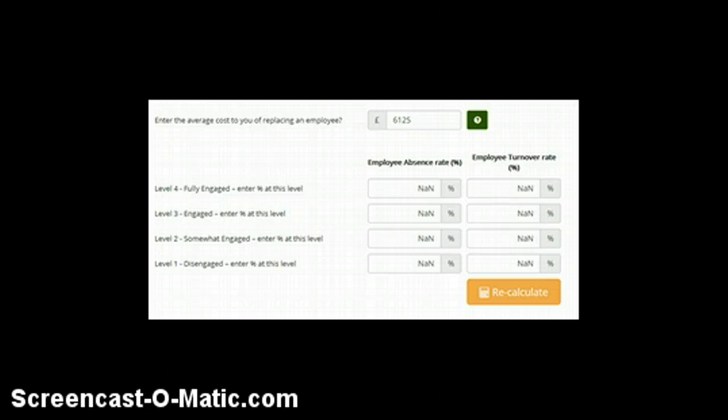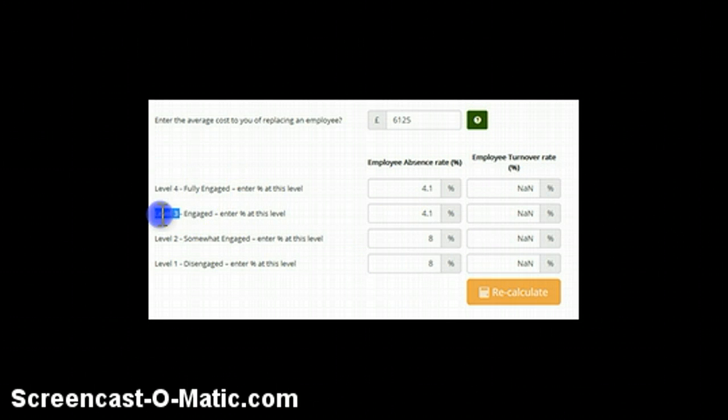So what we are going to do is put that information into this graph. As I say, we know that the sick leave for an engaged and fully engaged is 4.1%. Levels 1 and 2 is practically double at 8%. So relatively high numbers.